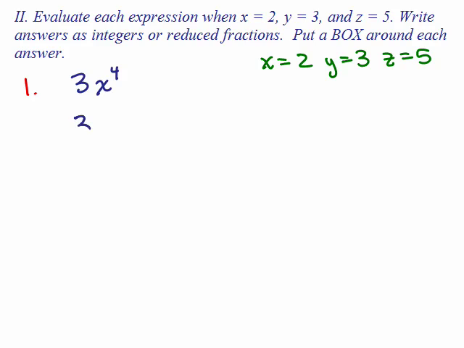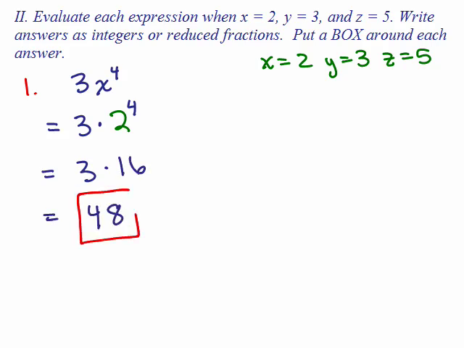So instead of x, remember this means 3 times x to the 4th. That means times, instead of x, we're going to put a 2 to the 4th power. So this gives me 3 times 2 to the 4th. Well, 2 to the 4th is 2 times 2 times 2 times 2. That's 16. And so the answer is 48. So that's directly substituting in the 2 as is.